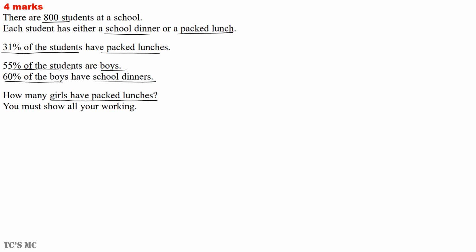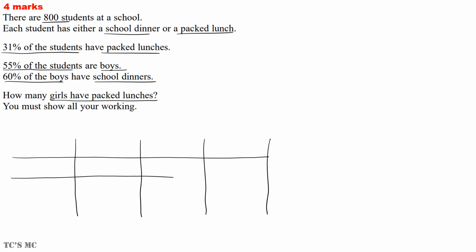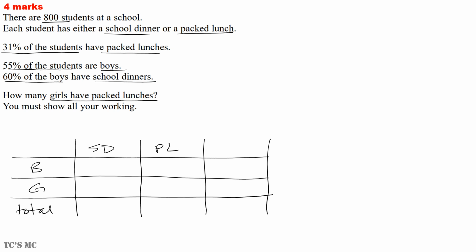This question has 2 types of information, what they have for lunch and whether they are a boy or a girl. So I will use a two-way table. I'm going to have boys over here, girls over here, and then total. And then we have school dinners, packed lunch, and total. Now I'm going to use each line of information to fill it in. So the first line, 800 students at a school, I can tick that off.